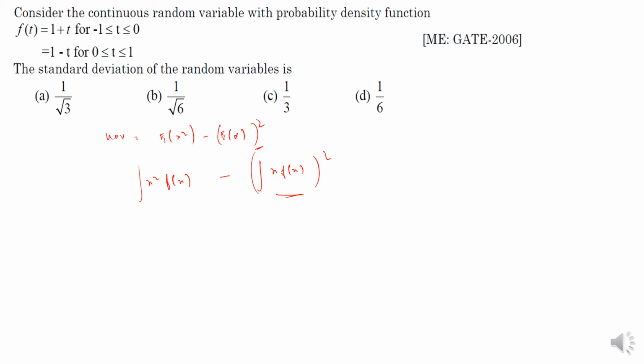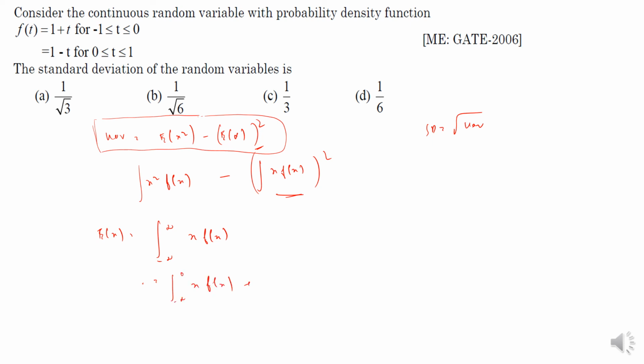Now we will first of all see this. Expectation of x is the integral from minus infinity to infinity of x into f of x, right? Standard deviation is what? Root of variance. So we will find the variance first of all, and then we will find the square root of that, and then we will get the standard deviation. That is the procedure. Now, this I can write as the integral from minus infinity to 0 of x into f of x, plus the integral from 0 to infinity of x into f of x. I am finding the mean part, the E of x part.